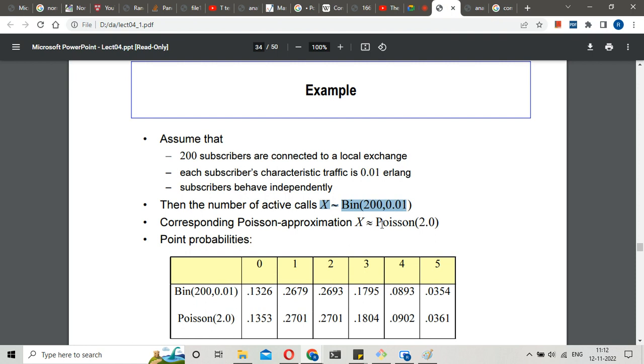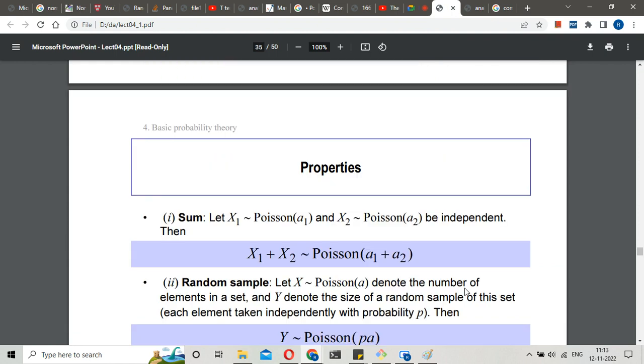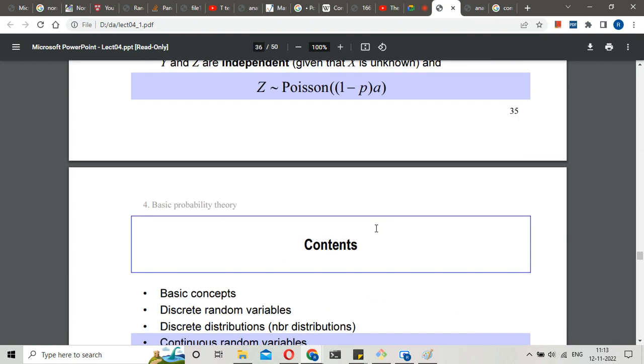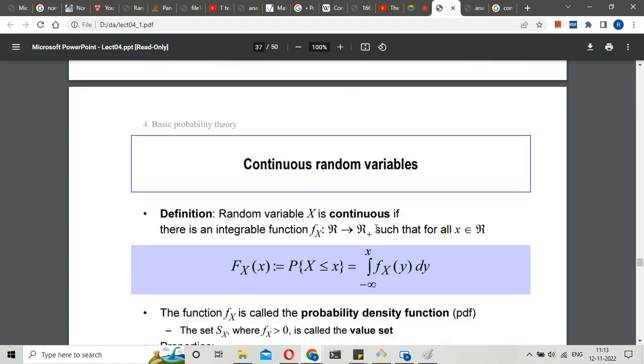They may not provide a binomial table, maybe they will provide a Poisson table, which is quite useful. And instead of calculating binomial values, you can write the Poisson value. That is fine. I skip this here. They have many properties, but they are not much useful to us. Let's go to the continuous.